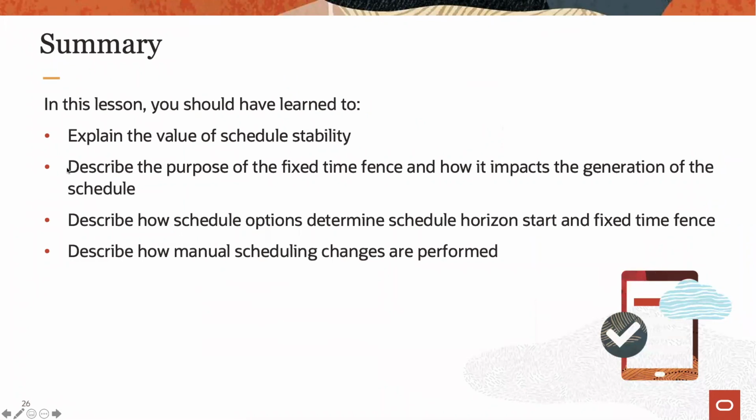So in summary, this lesson covered how we achieve schedule stability using a fixed time fence, and also how a fixed time fence is determined in specific situations using horizon extension, rolling and dynamic. And we also touched on various manual schedule changes that require a repair solve, what the repair solve does, and what it does not do. And we've seen some of those in this brief demonstration.